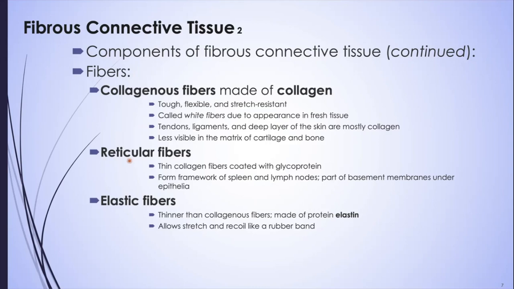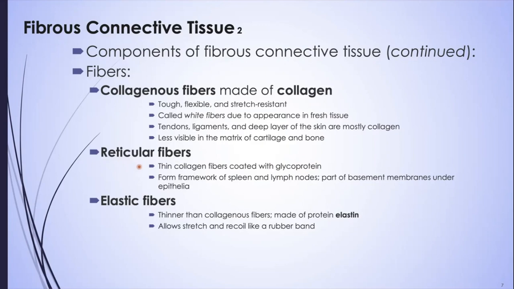So let's talk about the reticular fibers. Those are going to be thinner. They're thinner collagen fibers that are coated with glycoprotein. If you recall, glyco meaning sugar, proteins, put it together, it is a large biological molecule that is the components of sugars and proteins. And so the reticular fibers, where you're going to find them, forming a framework of the spleen and the lymph nodes. You're going to find reticular fibers in parts of the basement membranes underneath the epithelia.